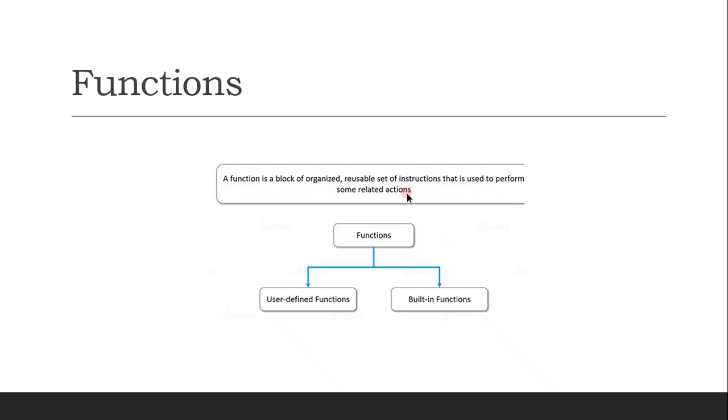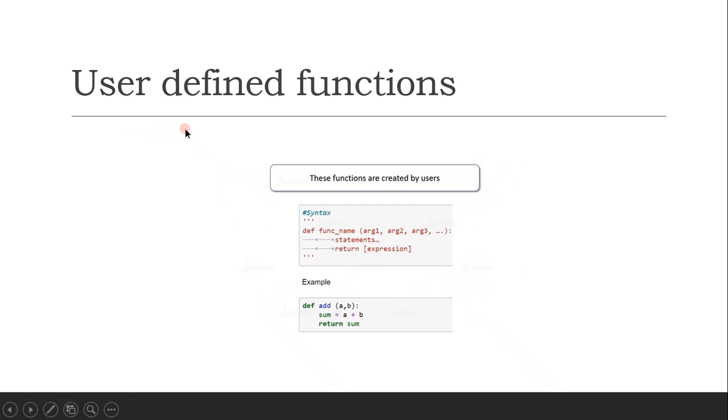So, let's see the types of functions. In Python, there are two types of functions: one is user-defined functions and the other is built-in functions. So what are user-defined functions? User-defined functions are created by users depending on our business logic to perform certain actions.